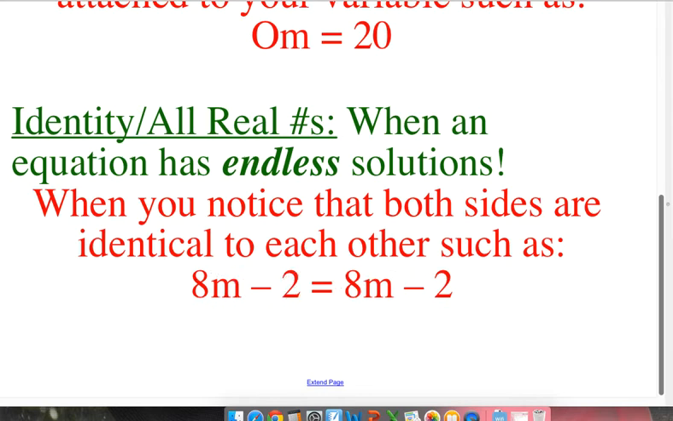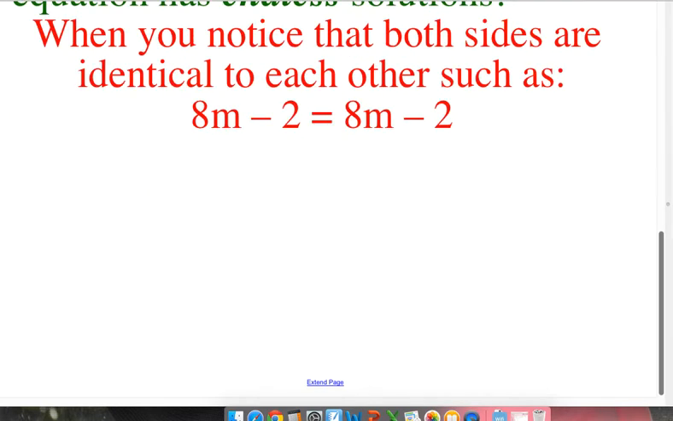Let's say m has a value of 1. Let's make it 1. 8 times m is 8 minus 2. Over here, 8 times 1 is 8 minus 2. On the left, 8 minus 2 is 6. On the right, 8 minus 2 is 6. And 6 does equal 6. It's balanced. It works.